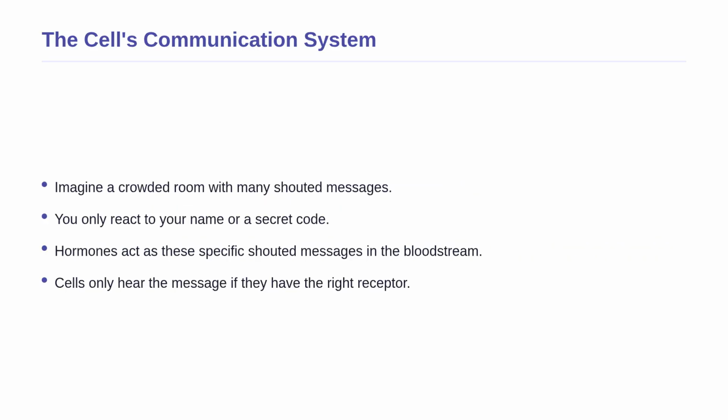To begin, imagine you are standing in a crowded room where everyone is shouting different messages at the same time. If you are waiting for a specific message from a friend, you will only react when you hear your name or a secret code word. In the human body, hormones are like those shouted messages, traveling through the bloodstream, reaching every single cell. However, a cell will only hear and respond to the hormone if it has the right ear, which we call a receptor.